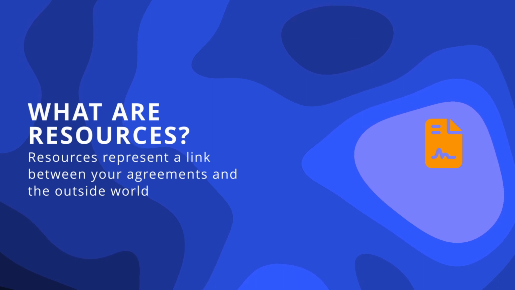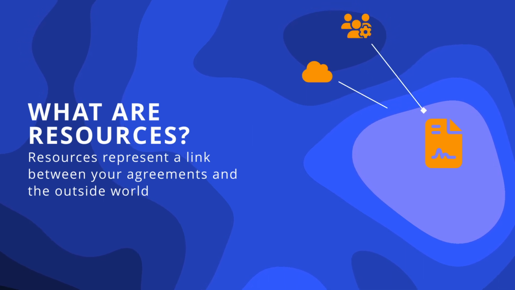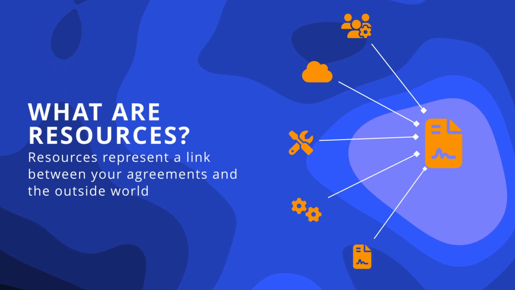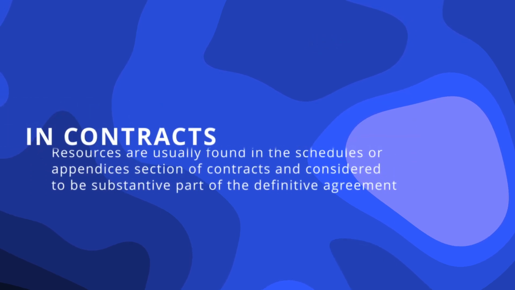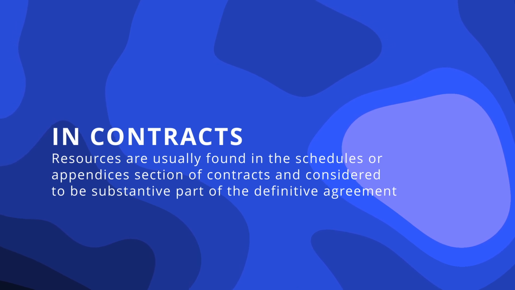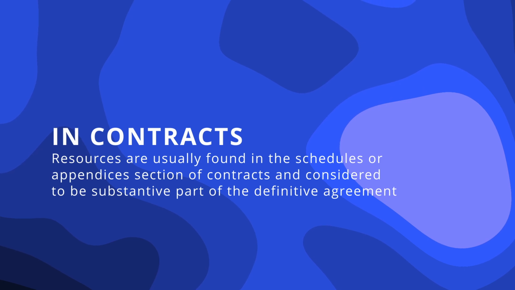They can be anything that your agreements need to refer to externally, like machines, tools, materials, labor, and even data. These external elements are usually found in the schedules or appendices section of your contracts. In legal terms, when you add a resource to an agreement and bind them in your contract language, the parties are making available those resources for the performance or fulfillment of the contract.